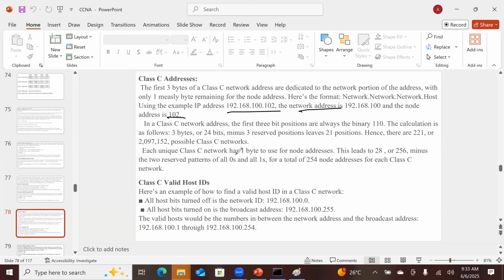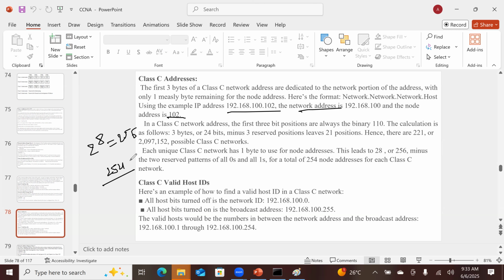So how many host bits do we have? 8. That means 2 raised to 8, 256. That means minus 2, 254 valid IP addresses we can get in a single network.